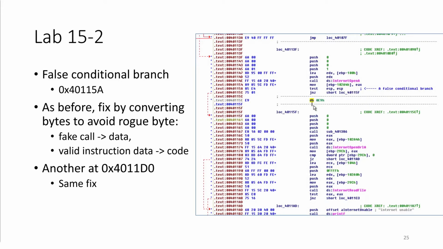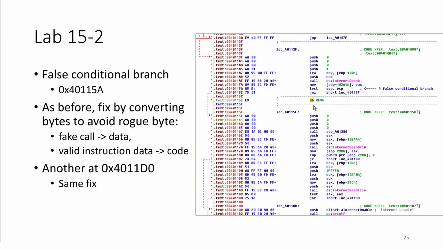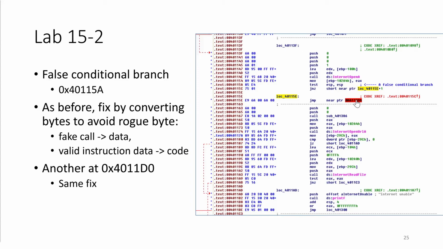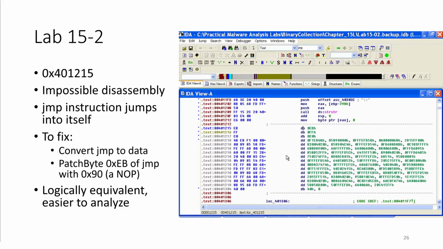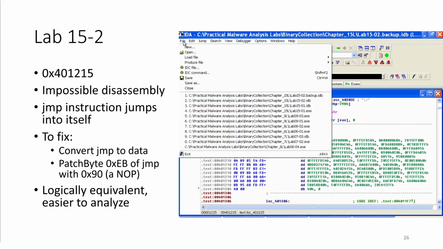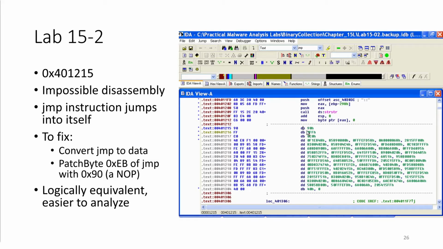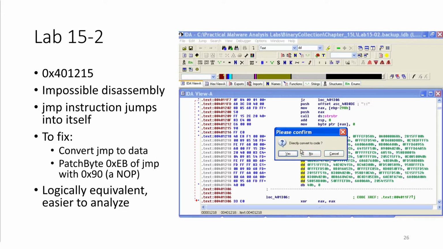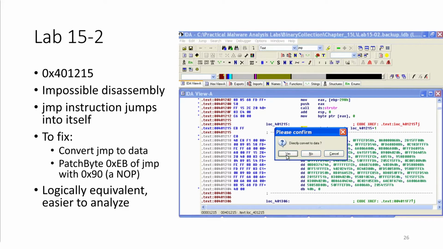You'll find another jump with a constant condition at hex 4011D0, this time with an XOR EAX instruction followed by a jump 0 instruction. And the same fix can be applied to that one as before. The next anti-disassembly countermeasure we find is at hex 401215. The jump instruction points to an address inside itself, and that's an example of an impossible disassembly countermeasure. And to fix this, we convert the jump instruction to data, then patch the first byte into a no-op. This way, the logical flow of the program is preserved, and analysis in IDA can continue.